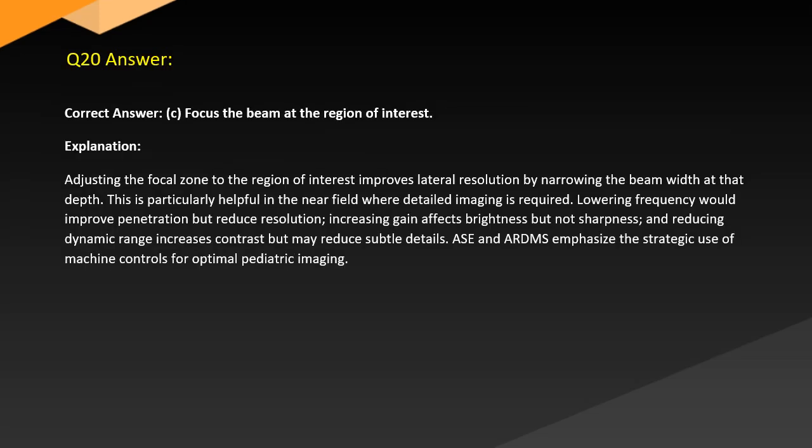Answer. Correct answer: C. Focus the beam at the region of interest. Explanation: adjusting the focal zone to the region of interest improves lateral resolution by narrowing the beam width at that depth. This is particularly helpful in the near field where detailed imaging is required.